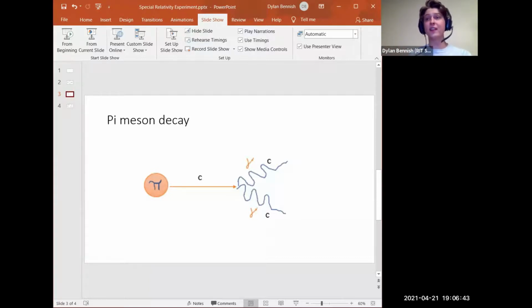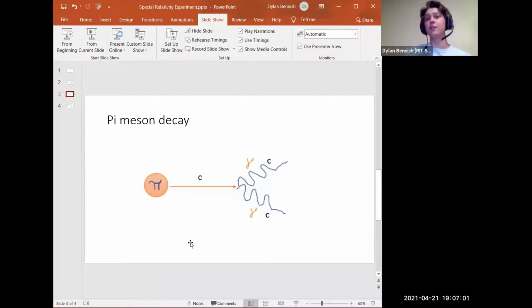However, this is not the case because of Einstein's second postulate, that nothing can move faster than the speed of light. And light always travels at the speed of light, no matter who the observer is. And the results from this experiment actually proved Einstein's second postulate.